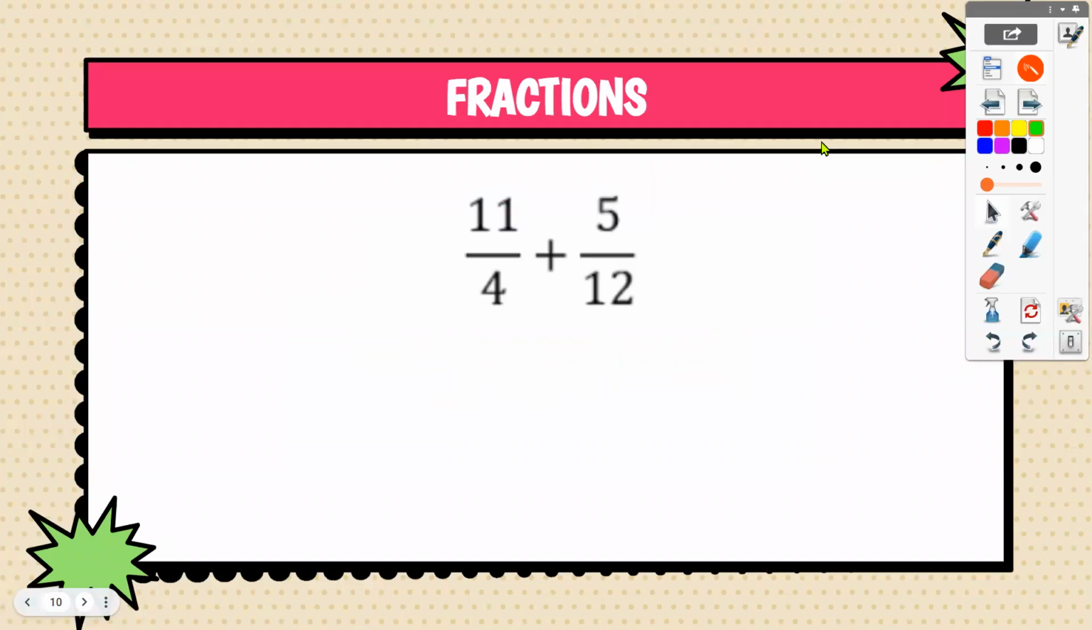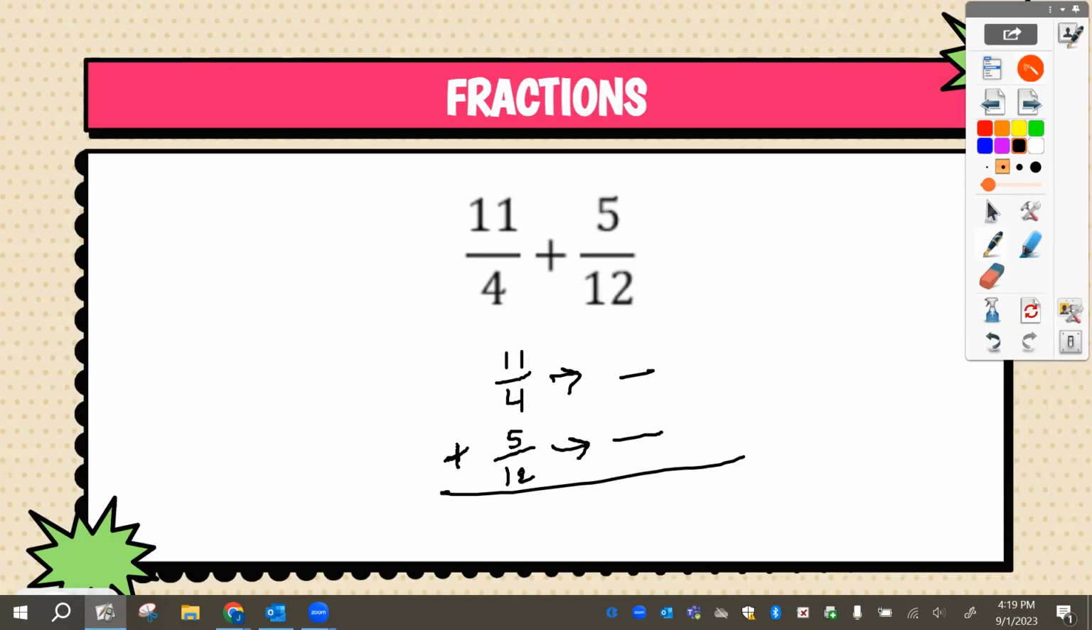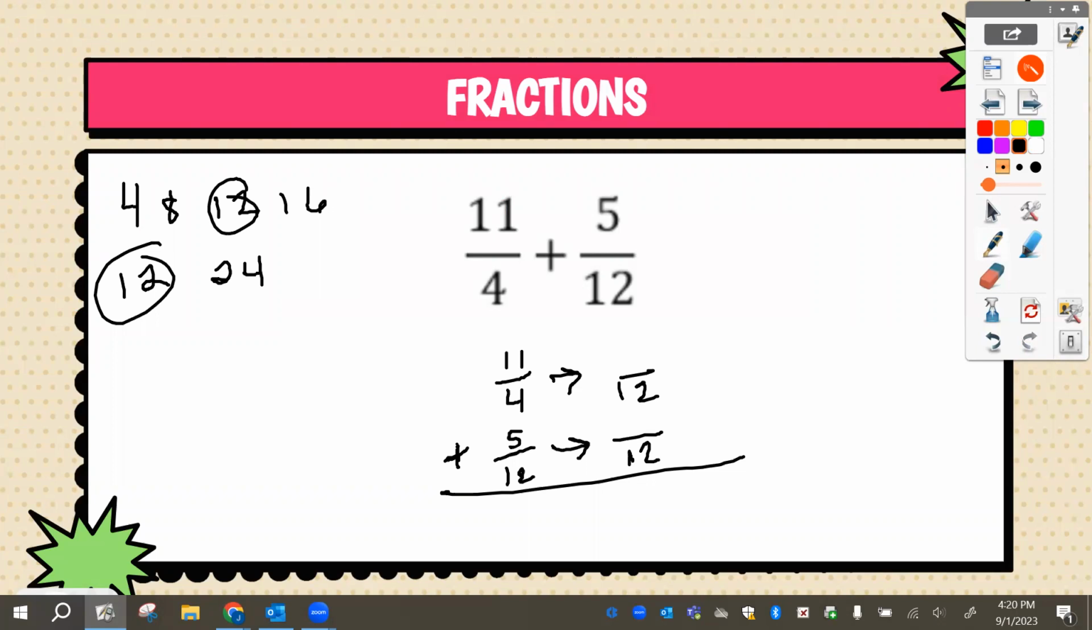If I had 11/4 plus 5/12, well, first of all, I always like to rewrite this vertically. For me, it just makes more sense. So 11/4 plus 5/12. Now, we are adding, so remember we do need to have a common denominator. So I've got 4 and 12. If you're never sure of what it is, list your multiples: 4, 8, 12, 16, and so on. 12, 24, well, I'm gonna stop because they both have a 12. So I know my common denominator is 12.